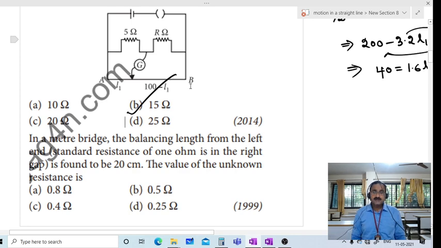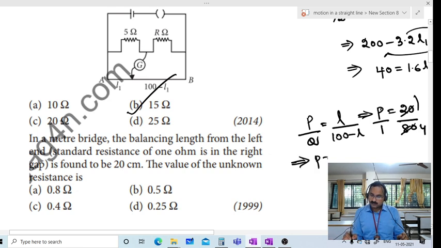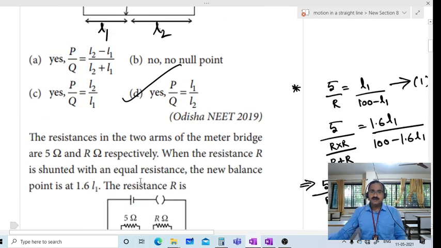Next, the last one in those previous questions. In a meter bridge, the balancing length from the left end, with a standard resistance of 1 ohm in the right gap, is found to be 20 centimeter. Unknown resistance means once again the same, P by Q is equal to L by 100 minus L. You take it according to your convenience. P divided by the standard resistance, that is 20 divided by 100 minus 20, means how much? 80 only, no? Therefore, P is equal to 1 by 4. That is how much you are getting? 0.25.